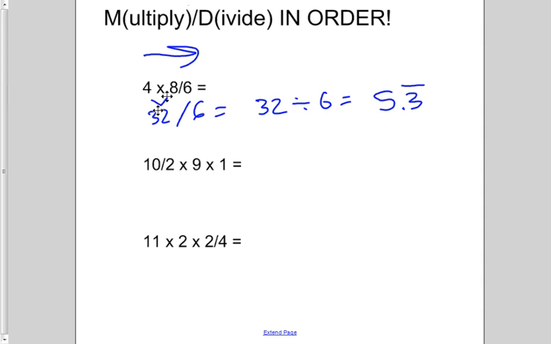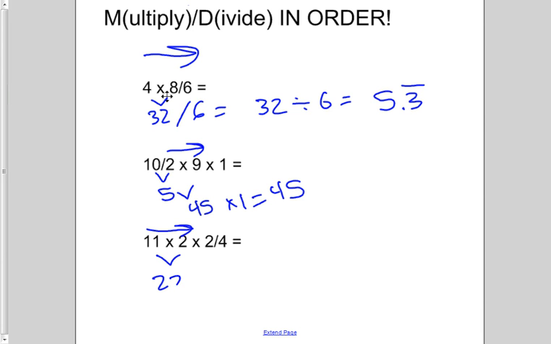All right, next one. Again, we're going to multiply and divide in order from left to right. So the first thing I see is division. 10 divided by 2 is 5. Then the next one I see is 5 times 9 is 45. And then 45 times 1 is equal to 45. And then the last one here, again, we're going to multiply and divide in order. So 11 times 2 is 22.